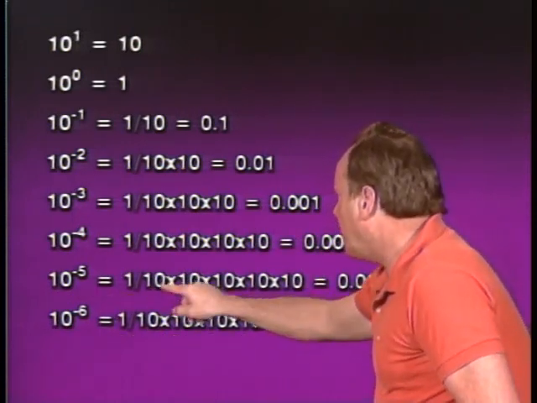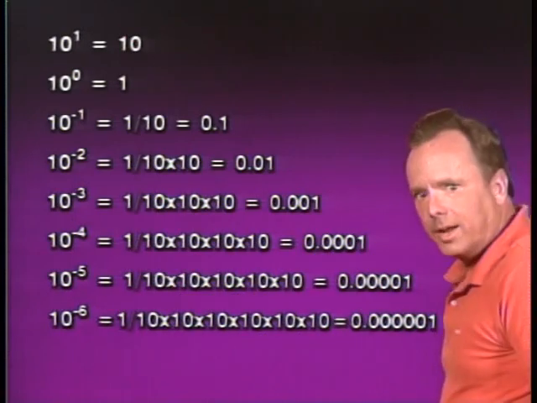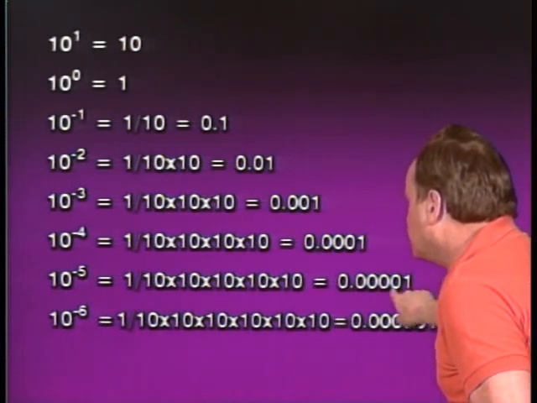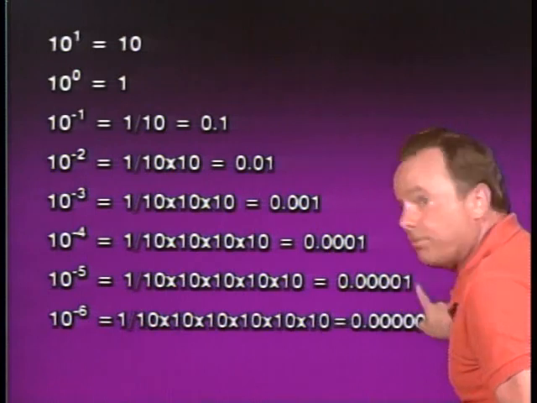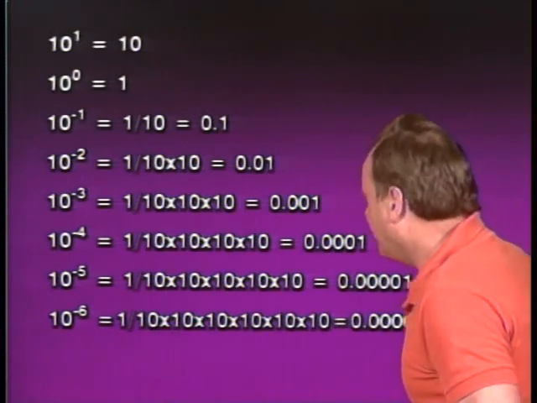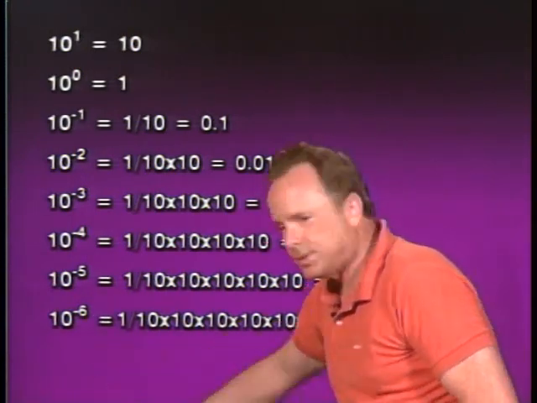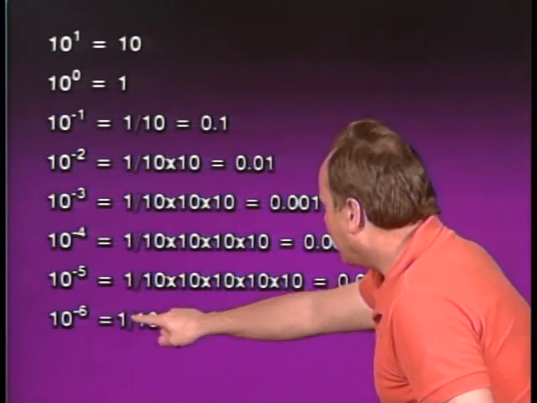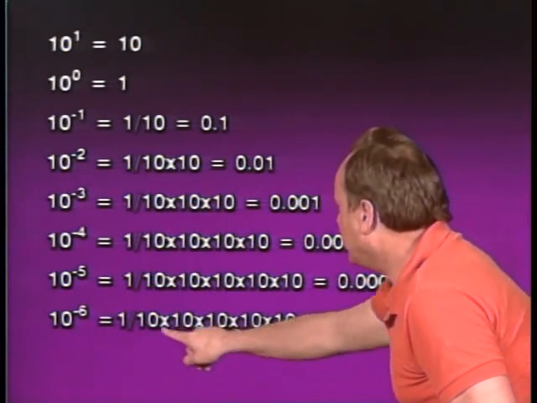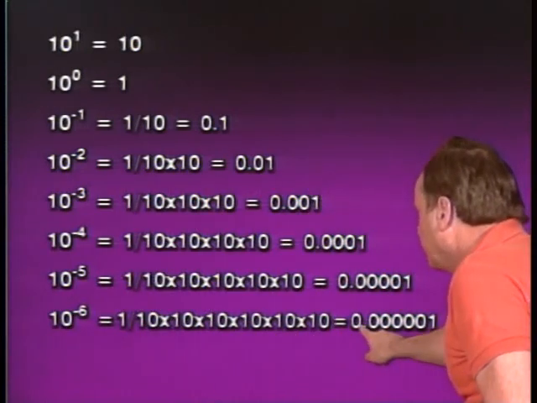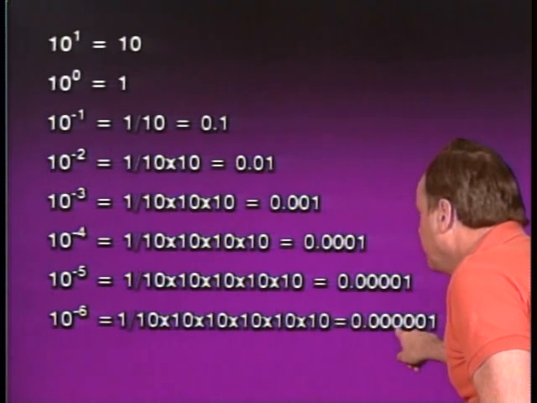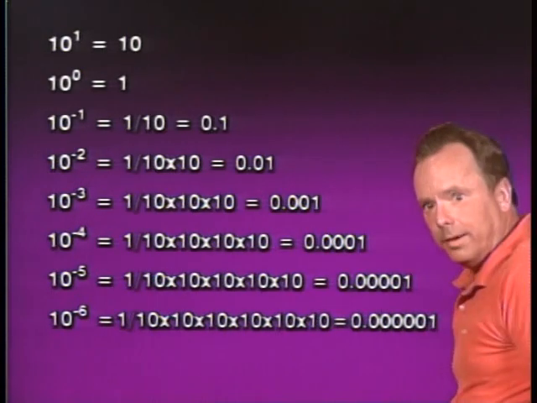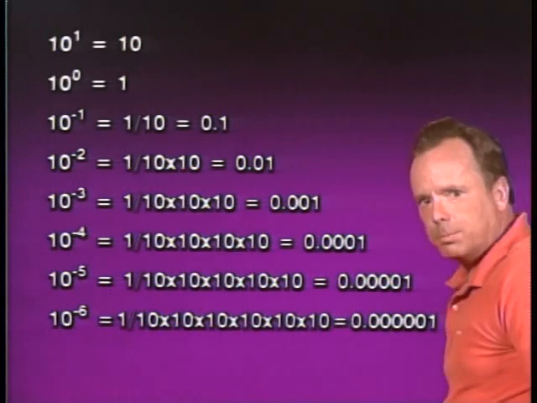10 to the minus 5 is 1 divided, and you do it 5 times. If you want to count up, it's the fifth number after the decimal point. 1, 2, 3, 4, 5. You got it, see, nothing to it. And finally, 10 to the minus 6 is 1 divided by 10, 6 times, and it's 0.000001, and that's the sixth number after the decimal point.